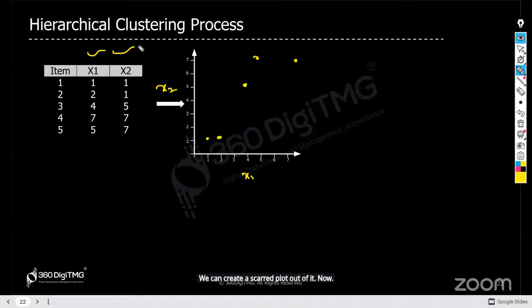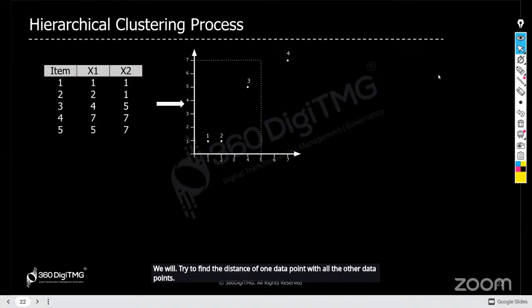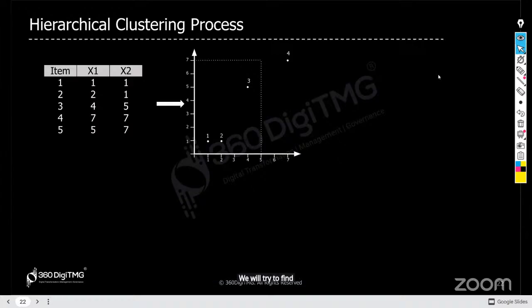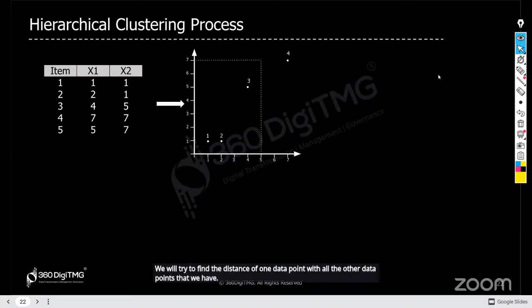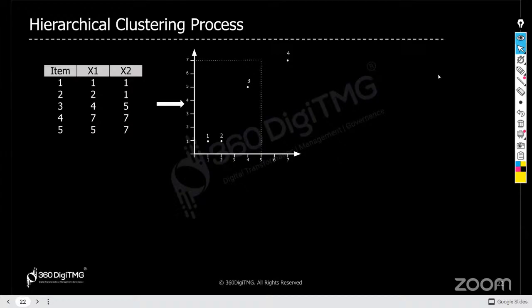Now, once this scatter plot is done, we will try to find the distance of one data point with all the other data points that we have. Now, how to find this? How to find the distance of one data point with all the other data points? To find it, we have multiple distance calculation formulas. There are so many.